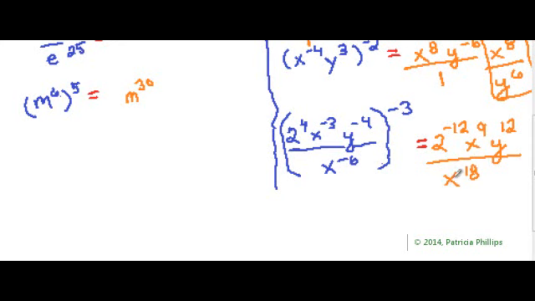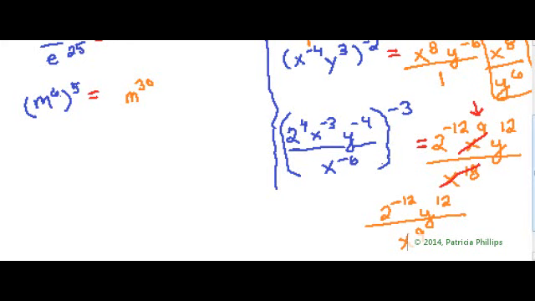Let me get the red. This will be gone. And this will be gone. But it will be x to the power of -9, because 9 minus 18 is -9. And we will have that -9 in the numerator at the top, which is not allowed. So we'll just rewrite it. We have 2 to the power of -12, y to the power of positive 12, and we're going to put our x to the power of -9 in the denominator as x to the power of 9.